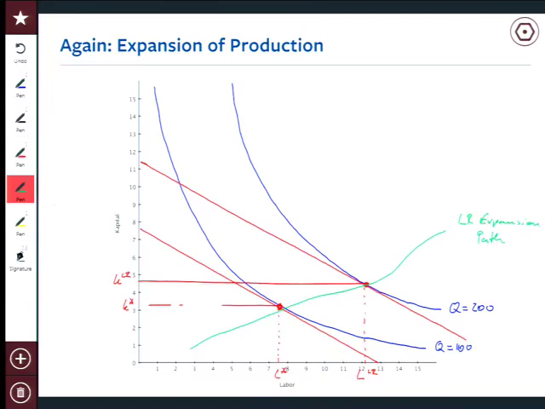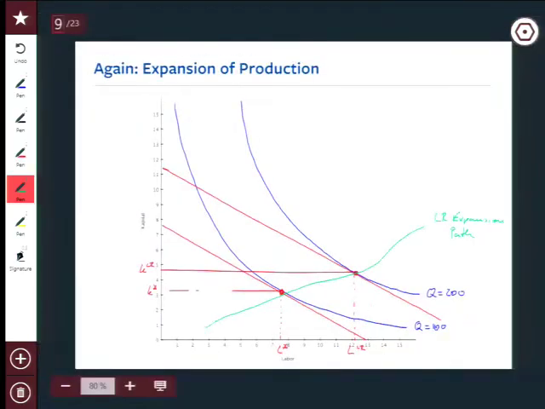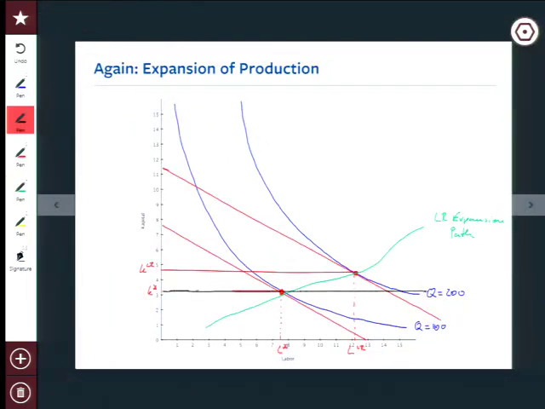What we know about the short run is we can't adjust capital, right? So we're stuck with our initial amount of K star units of capital. So what's my short run expansion path look like? It's just, I can start at K star, and I can go left, and I can go right, but I have to stay horizontal here.